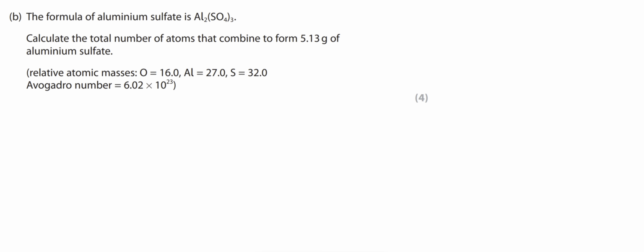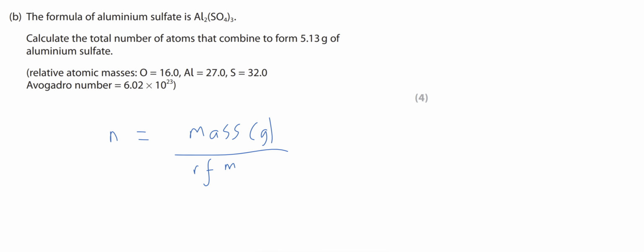So, calculate the total number of atoms that combine to form 5.13 grams of aluminium sulfate. Remember that mantra? It's all about the moles. So the first thing you need to do is convert 5.13 grams of aluminium sulfate into number of moles of aluminium sulfate. And that is using the equation n, the number of moles, equals the mass of the substance you have in grams divided by the relative formula mass of that substance.